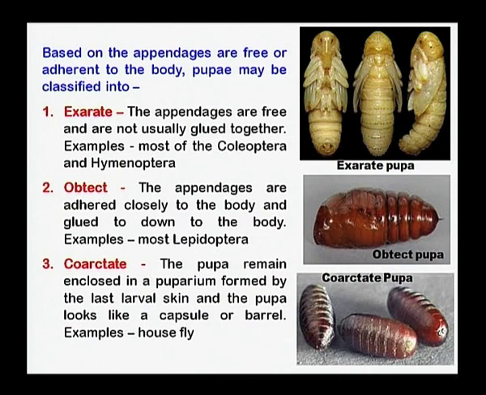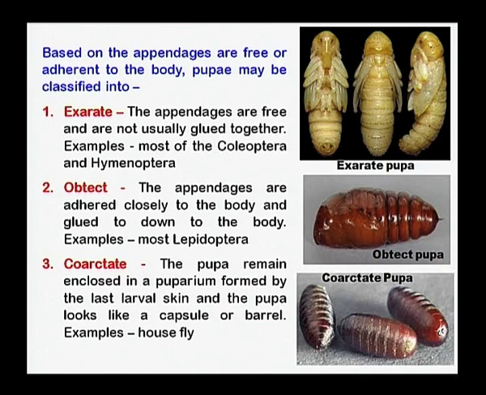First is the exarate type, where the appendages are free and are not usually attached together, and the examples are most of the Coleopteran and Hymenopteran pupae, which are known as exarate type of pupae. Obtect type of pupae, where the appendages are clearly attached to the body, and the best example comes under the order Lepidoptera.